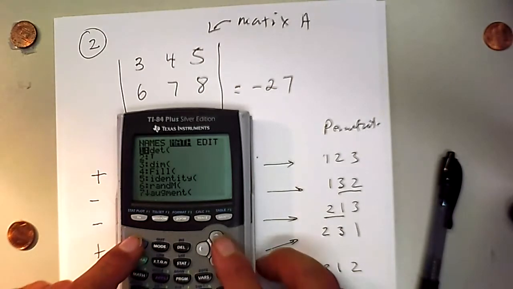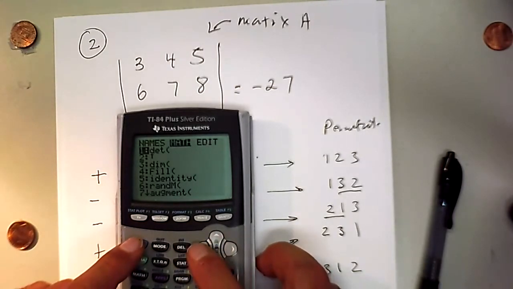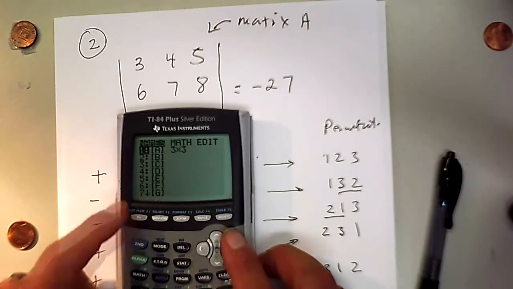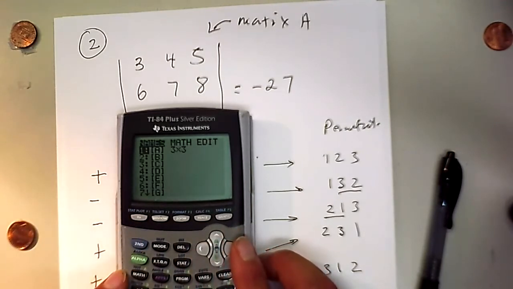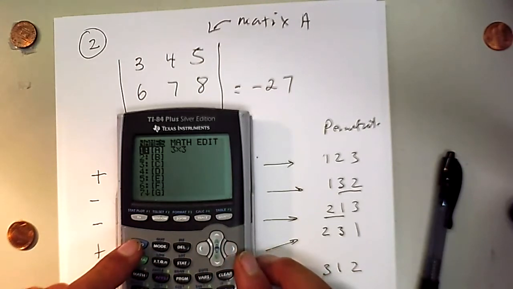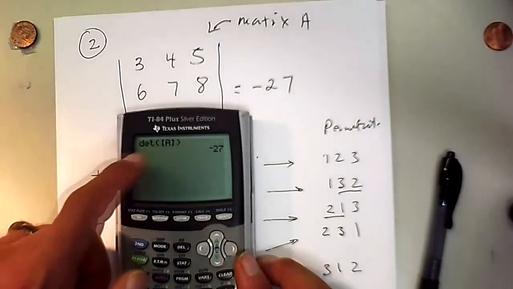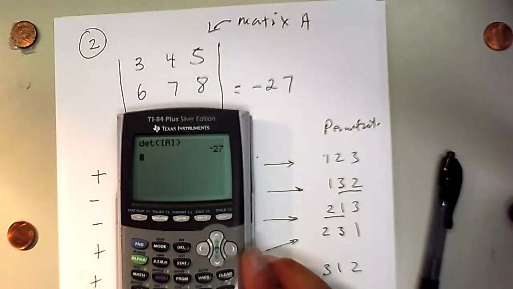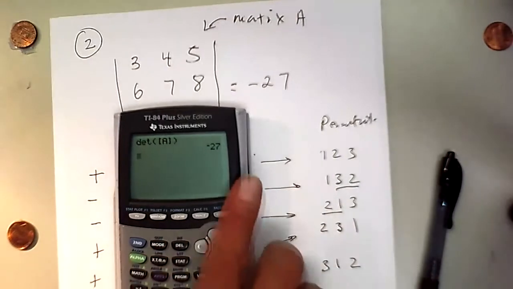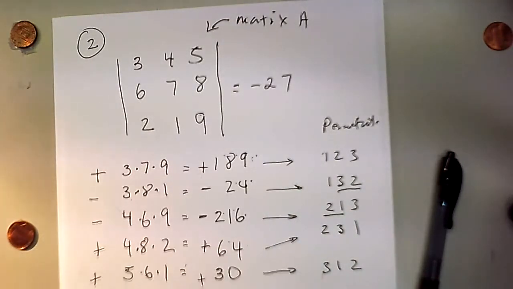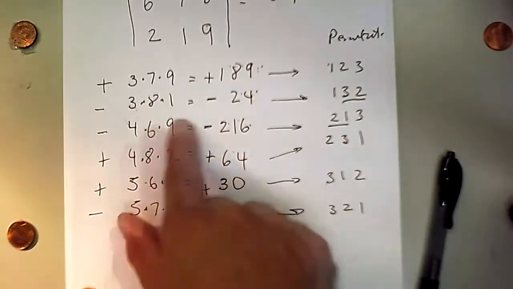Once you have the determinant, you can put the name of the matrix, and let's exit. Then you press enter, and the calculator will do this. So the 27 comes from all of these computations.